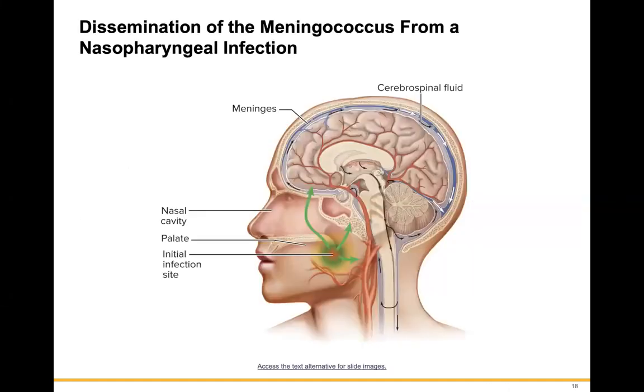Looking at the dissemination of meningococcus from a nasopharyngeal infection, the initial infection site, which could be in the palate, the nasal cavity, meninges, CSF, here you can sort of see the dissemination of the meningococcus from a nasopharyngeal infection. Bacteria will spread to the roof of the nasal cavity, which borders the highly vascular area at the base of the brain. From this location, it can enter into the bloodstream and escape into the cerebrospinal fluid, leading to an infection of the meninges. So this is how you can really see this particular infection starting off as a simple respiratory infection and potentially getting into the meningeal area there.